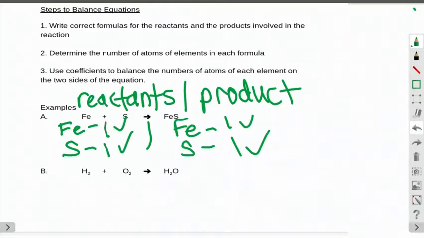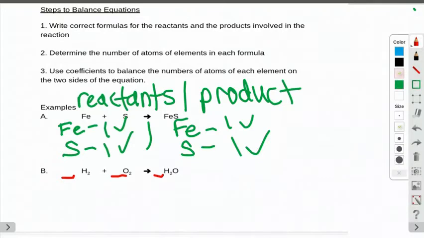The next example is an example that actually we can see some subscripts in, and you will have to add a coefficient. So one thing I said, you can never change the chemical formulas or the subscripts that are with them. We will always add coefficients in front. So I'm going to put little numbers or little underlines right here, and that will show you where we will put coefficients when we need to.